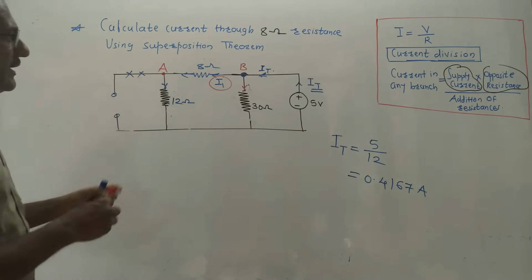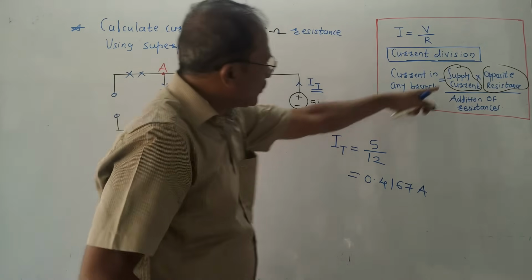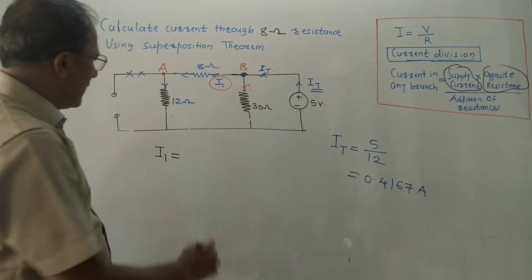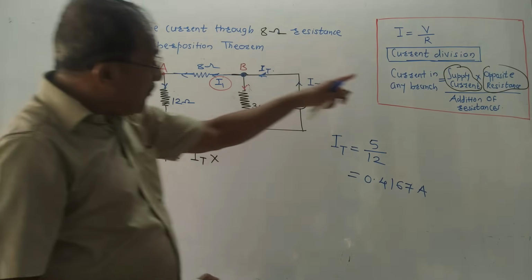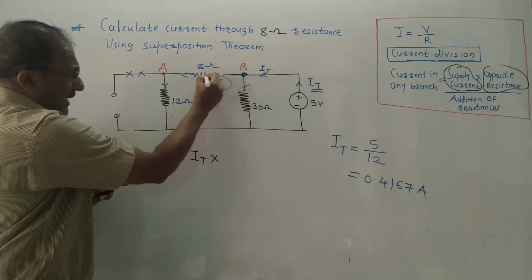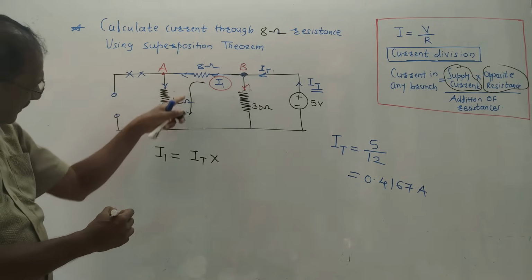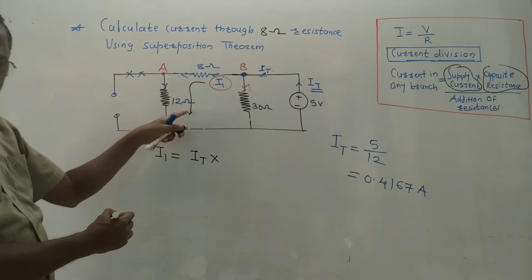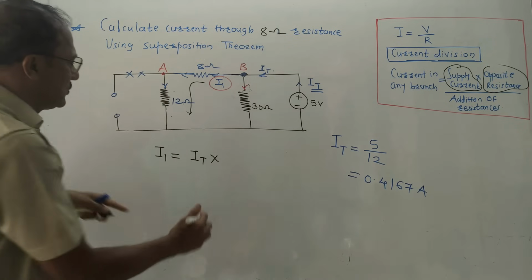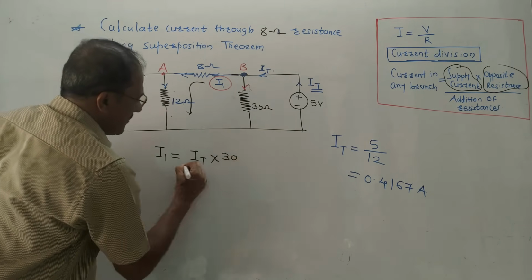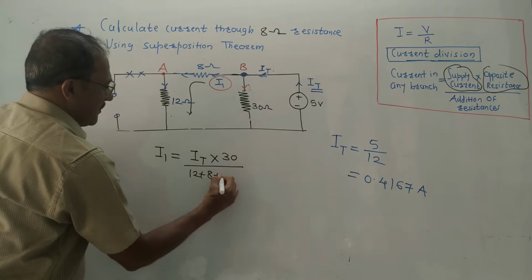So how to make use of the current division formula? Current in any branch, that means I want I1, is equal to supply current. Supply current in this case is total current. So in terms of notation, first I will write IT into opposite resistance. See, I am calculating current I1, same current is passing through 12 ohm. So irrespective of this branch, I am calculating current passing through this branch. Apart from this branch, what is the remaining branch? That is 30 ohm, that is called the opposite resistance. So I will write it as 30 ohm divided by addition of all the resistances. So it is 12 plus 8 plus 30.